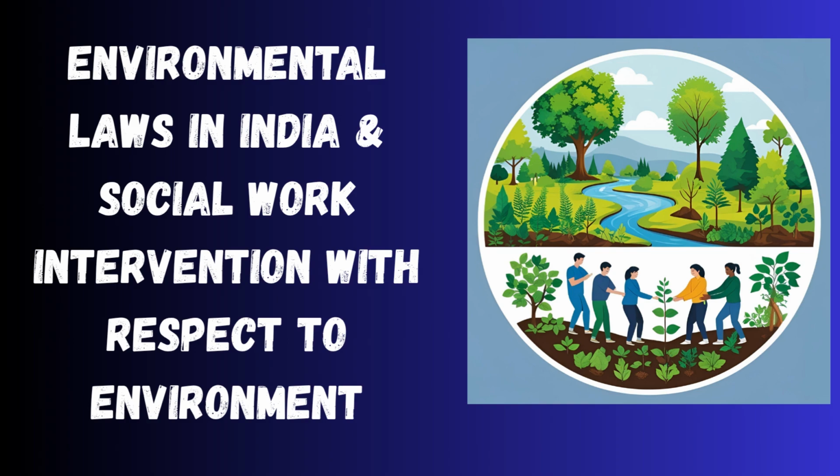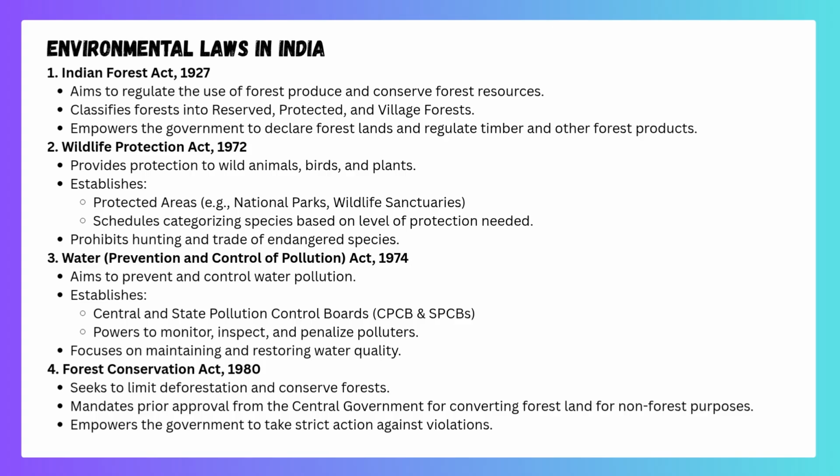Environmental laws in India and social work intervention with respect to environment. Environmental laws in India. 1. Indian Forest Act, 1927. Aims to regulate the use of forest produce and conserve forest resources. Classifies forests into reserved, protected, and village forests. Empowers the government to declare forest lands and regulate timber and other forest products.